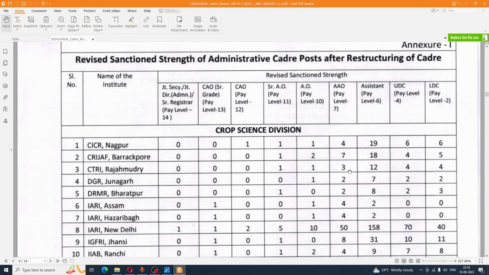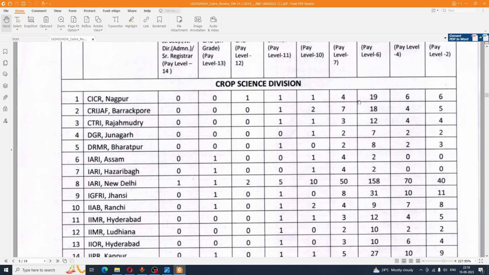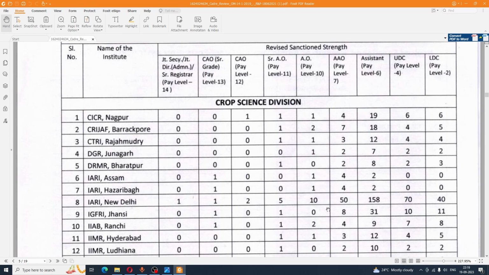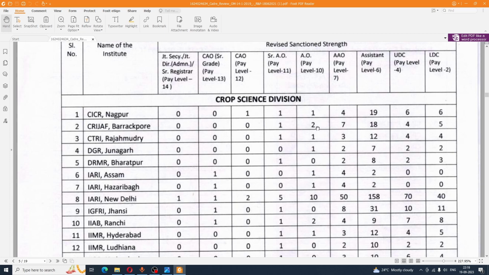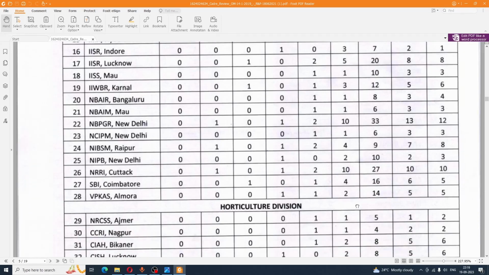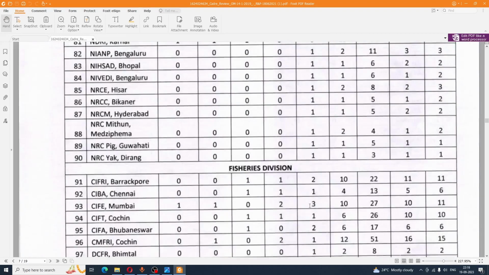So you can make an estimate depending on which institute you get posted. See how the promotion avenues are, and you can give preference accordingly if you get a chance. Say for New Delhi, for 158 assistants, there are 50 AOs. So 1/3 will get promoted easily. And in some of them, you can see the ratio is even better, say around 2.5 over here. Out of 18, 7 will get promoted. So it has details of all the institutes of ICAR in India.